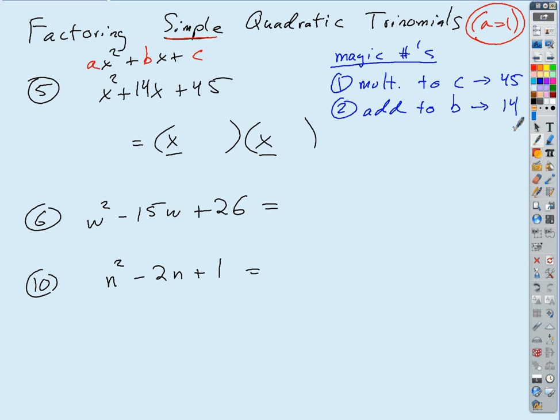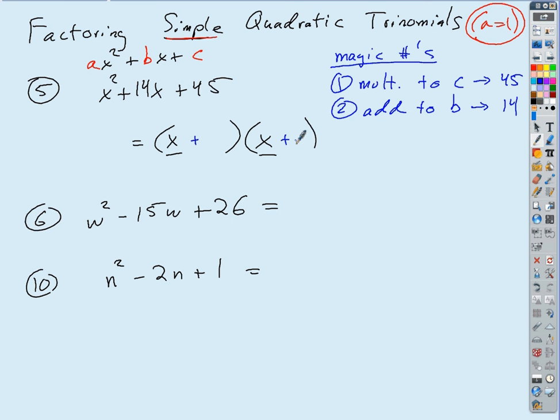So let's start off by always playing the sign game when we're trying to find our magic numbers. If they're multiplying to a positive, what's that tell you about the signs? What's the only way the two numbers could multiply to a positive? What's one way? If they're both positive. What's another way? They're both negative, so they have to be the same sign. But if they're adding to a positive, they're both positive, right?